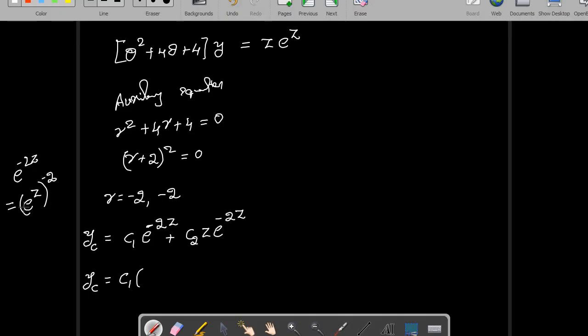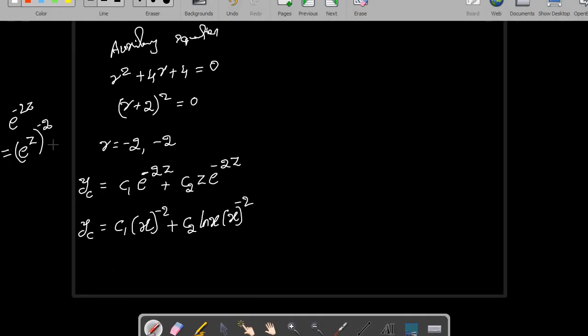So e power z means that is x, right? So this is x to the power of minus 2, plus c2 into, you know what is z? z is nothing but ln x, and again this becomes x to the power of minus 2. So simply we can write it like this. Therefore the complementary function is 1 by x square, which is common in both, times c1 plus c2 into ln x.